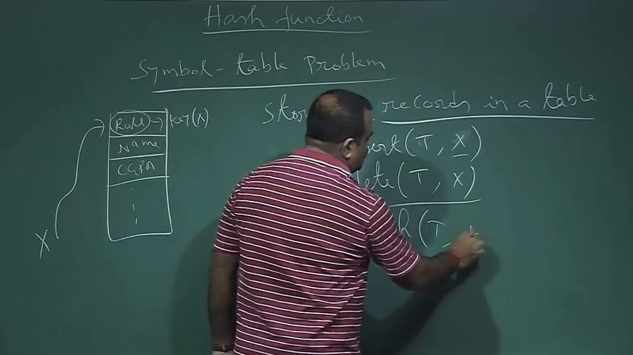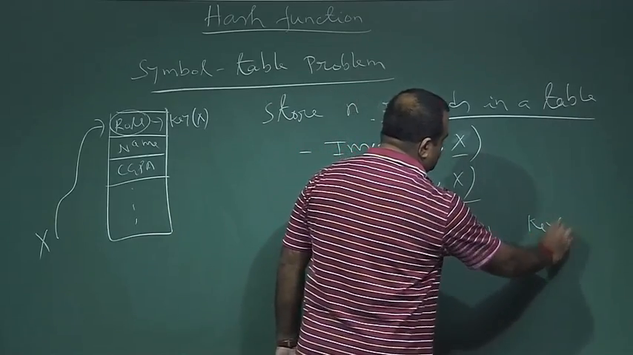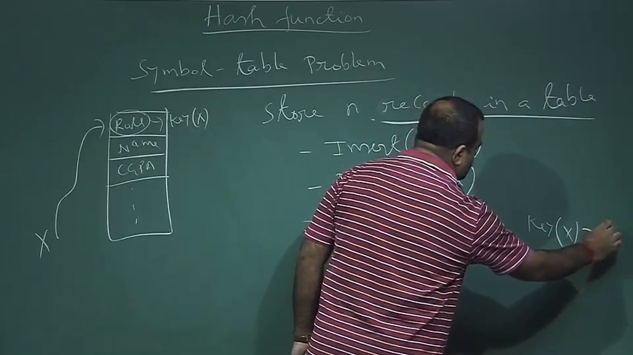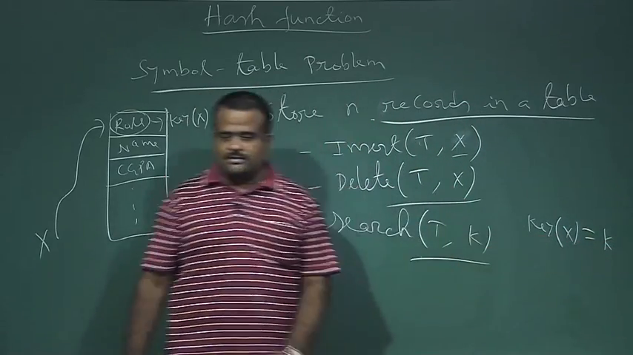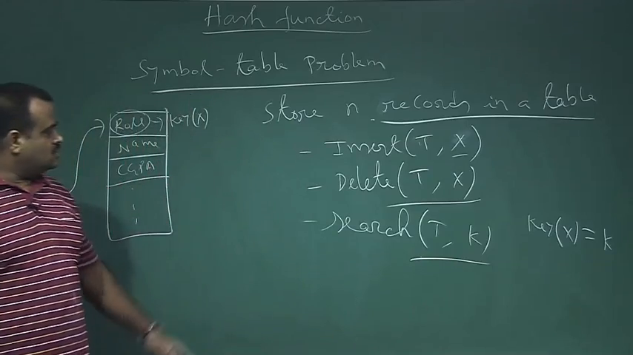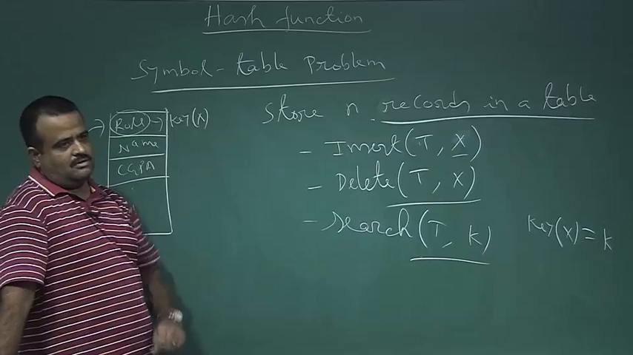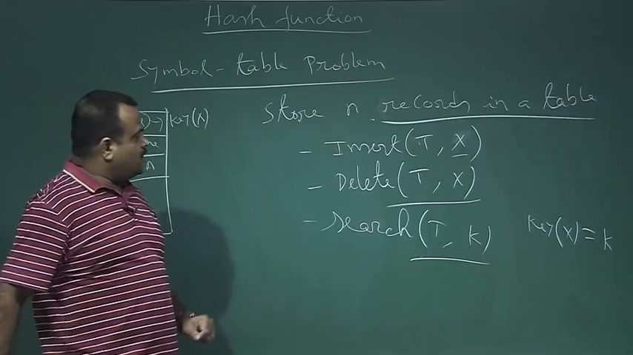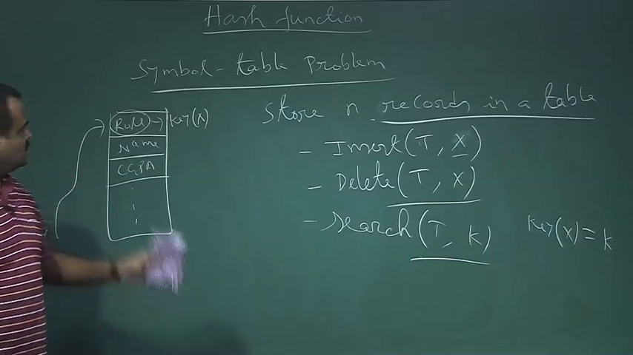So we should give a key value, the key k, and corresponding to that we should be able to get that record. So this is the search. We should be able to search whether that key value is there or not. So these are the operations we can do. So we need to have a data structure for this.